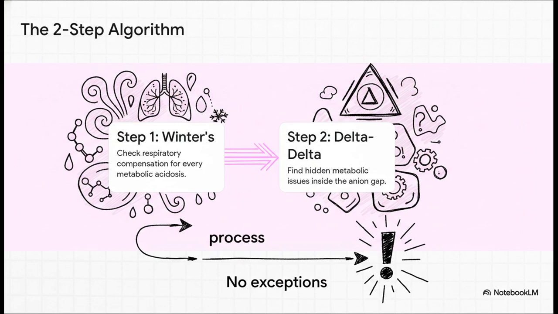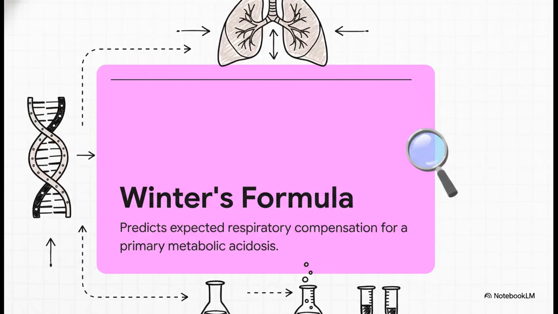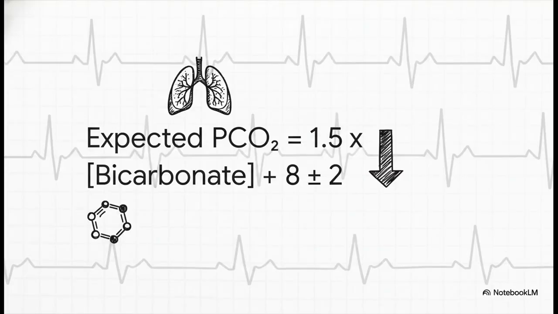So for every single case of metabolic acidosis, you must, I repeat, you must execute this two-step process. No exceptions. Step 1, Winter's formula. Its sole mission is to predict exactly what the lungs should be doing to compensate. The formula is expected PCO2 equals 1.5 times bicarbonate plus 8, plus or minus 2. If your measured CO2 is higher than what you calculated, you've got a second problem, a respiratory acidosis. If it's lower, you've got a respiratory alkalosis.